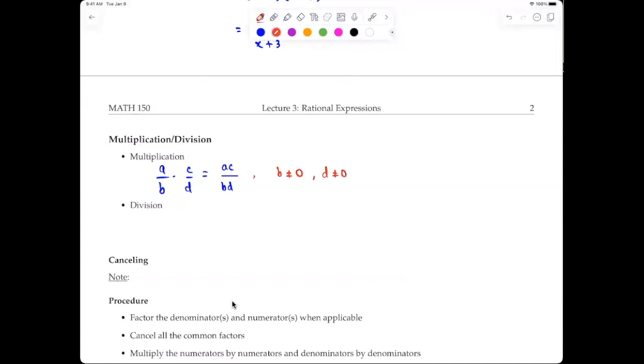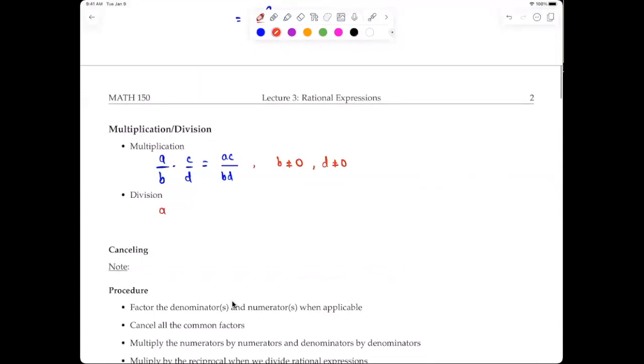For divisions of rational expressions, you do A over B divided by C over D. When you divide fractions, you can rewrite it as multiplication of the reciprocal. So A over B times the reciprocal, and you get D over C. And then from here, you can just do multiplications, right? So the tops multiply together, the bottoms multiply together. So AD divided by BC.